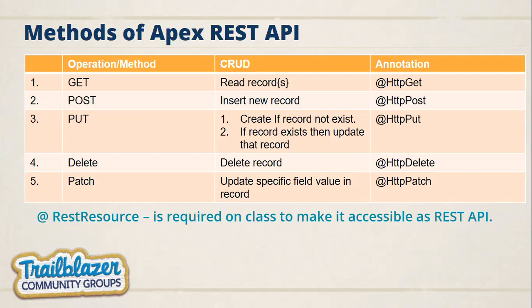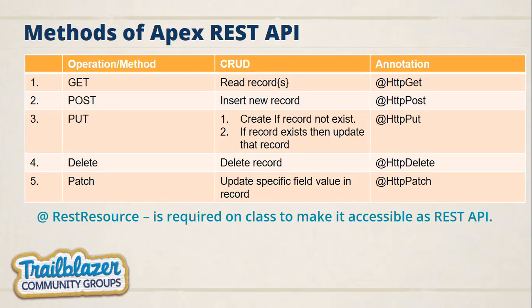DELETE, of course, is for deleting records in your system. PATCH is a special method, used when you need to update a specific field in your record. In that case only, you need PATCH. There is a difference between PATCH and PUT. In PUT, we give complete details and update the data, but in PATCH, we give a specific field and it will update the data. For that annotation, we have to use HTTP PATCH.